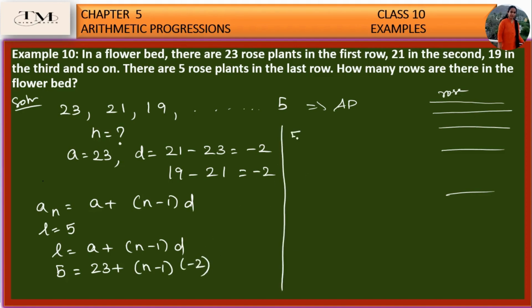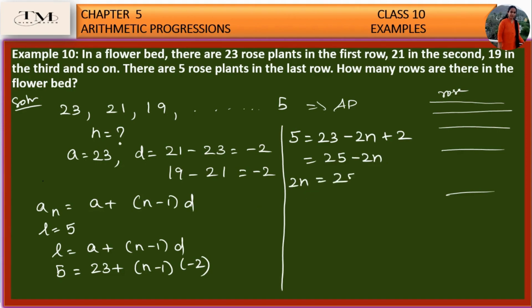So keeping 5 here, 23. Here the negative sign is there, minus 2 into N into plus. So plus into minus is minus 2N. Plus into minus, it is minus. Minus into minus, it is plus. So it is plus 2. So 23 plus 2 is 25 minus 2N. So minus 2N, I am taking it to the left hand side. So it will become plus 2N.